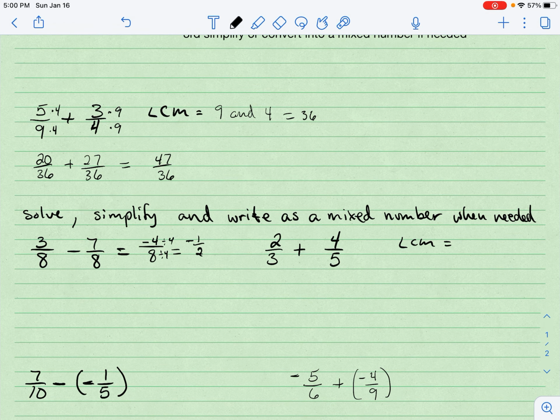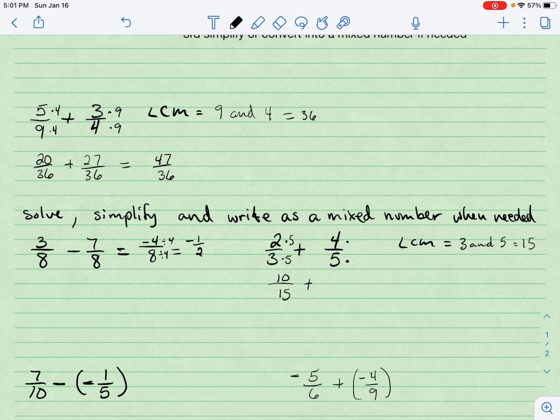Next one, okay, it's 2/3 plus 4/5. Least common multiple of 3 and 5. That's going to be 15. If you need to, you can write out the multiples of the two numbers to find that. This one I just know is 15, so we are going to multiply 3 by 5. So we have to multiply the 2 by 5 to keep them equivalent. So 2 times 5 is 10, 3 times 5 is 15.